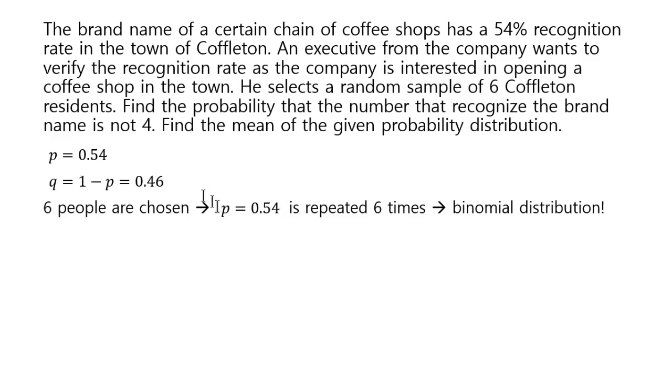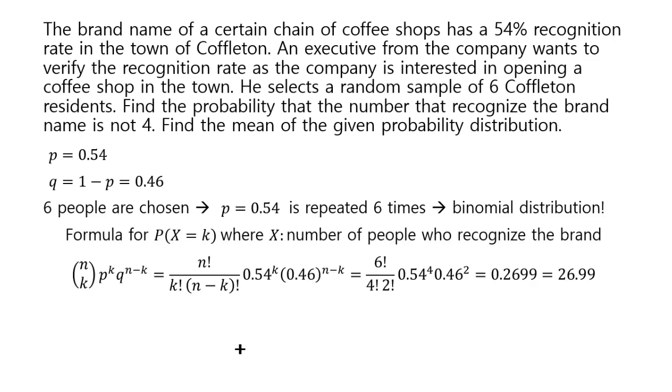So for binomial distribution, you need to get the value of q, which is the probability that p wouldn't happen, so it's 1 minus p. And because 6 people are chosen and each person could or could not recognize the brand, this probability 0.54 is repeated 6 times, and therefore that's binomial distribution, okay? And once you know that it's a binomial distribution, everything else just follows, because you just know which formula to use and what calculation to do. So this is probably the hardest part, recognizing that this question is about binomial distribution.